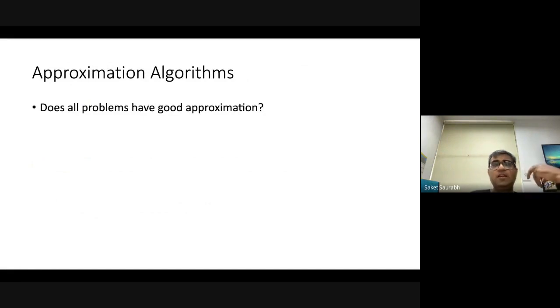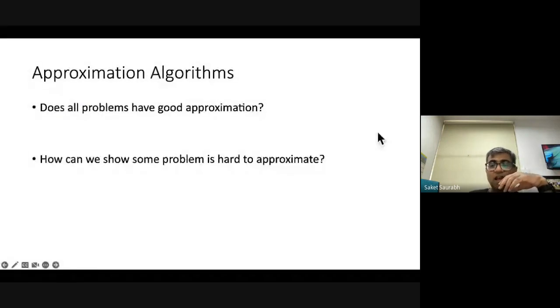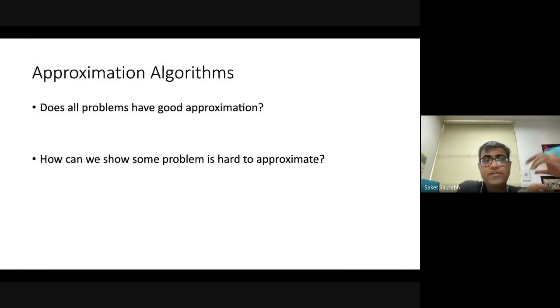Okay. The kinds of questions we'll try to address with some examples are: do all problems have good approximations? And how can we show some problem is hard to approximate? Not only that we can't design a polytime algorithm, it is even hard to get an approximation in polytime. There is a whole well-oiled machinery to show some of these things. We'll try to throw some light on these aspects of approximation algorithms in our course.